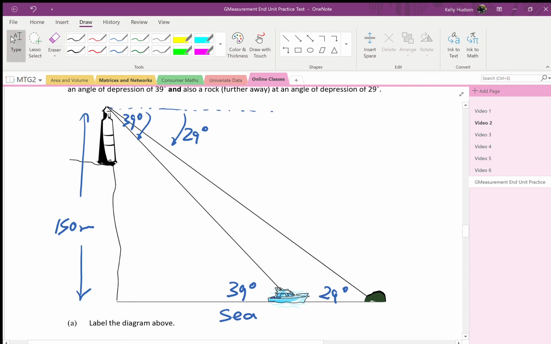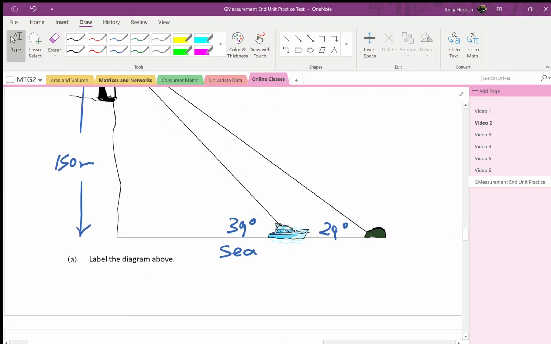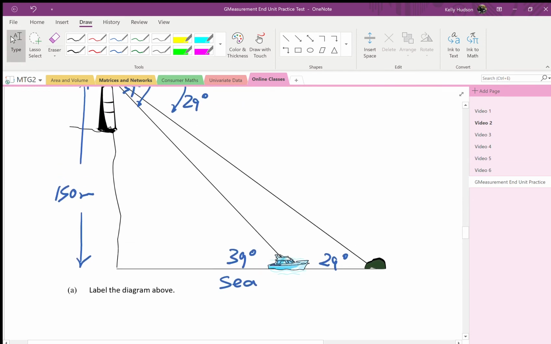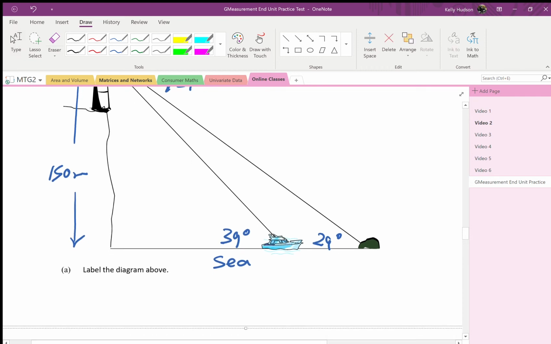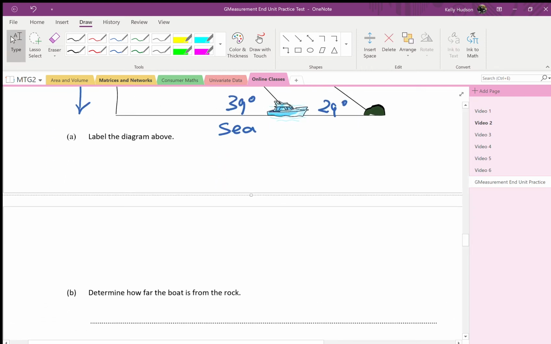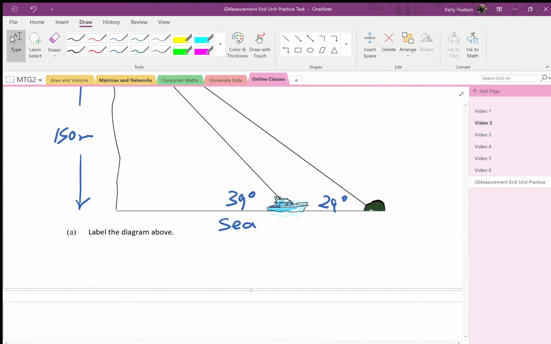Okay, what do we need to find? To go further, label the diagram. Pretty well done that, which is good. So now what we do is determine how far the boat is from the rock. So what I'll do is I'll put C down here, the boat from the rock, and we'll call this one D. So that's how far the boat is from the rock.